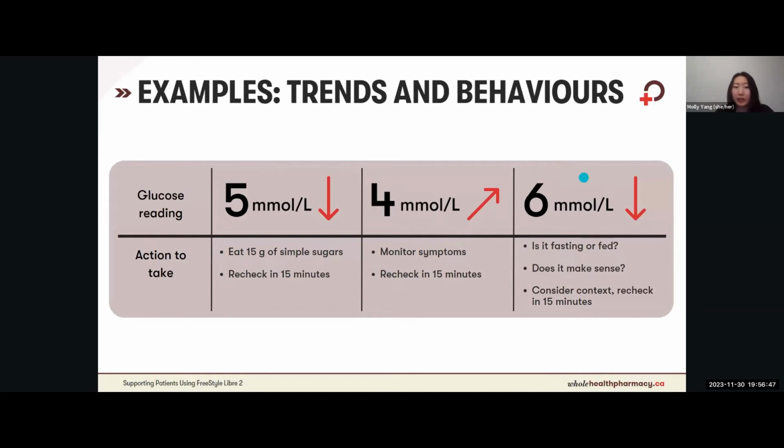And again, if it's something like 6 millimoles per liter and it's falling fast, you don't want to just take it in isolation. You want to consider if it's fasting or fed. Does it make sense? Did they just have a meal? Did they just exercise? When's their next meal? Consider the context and recheck in the next 15 minutes to see where those values might end up.